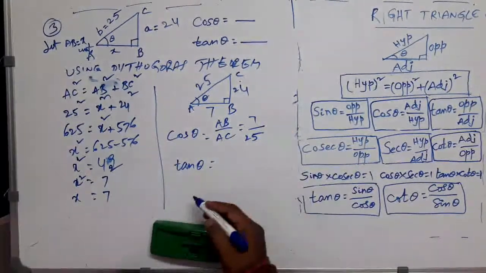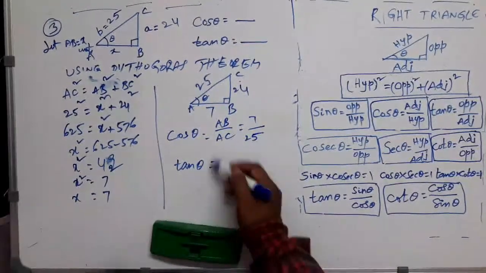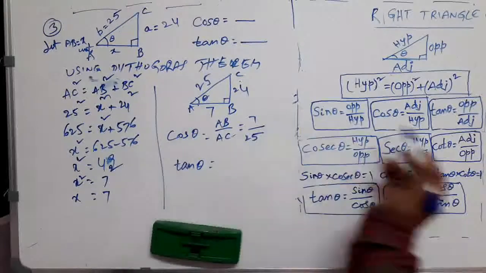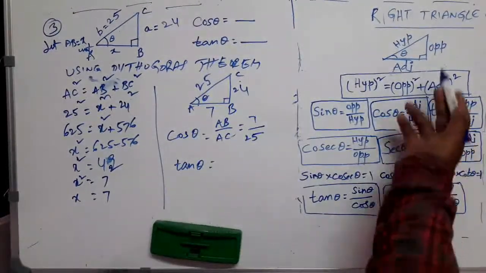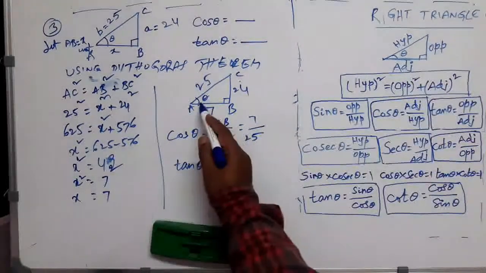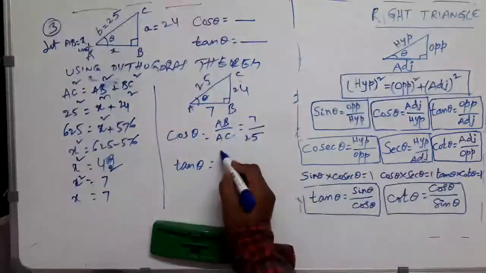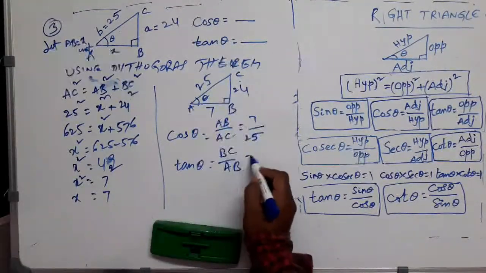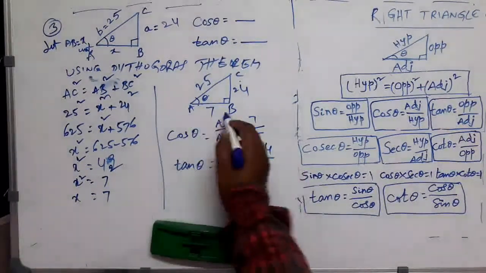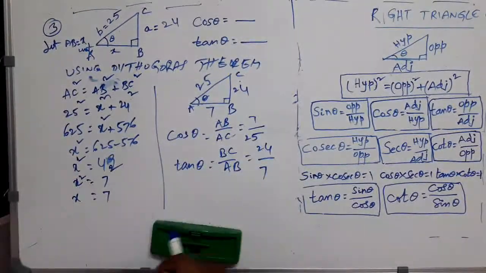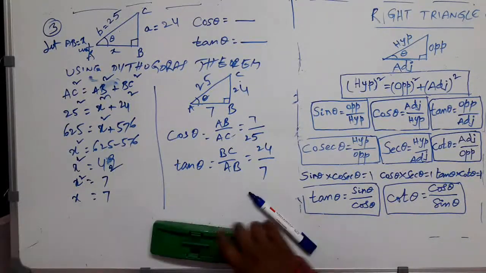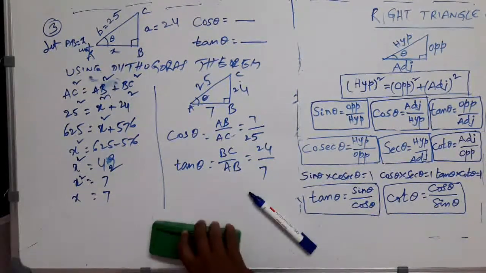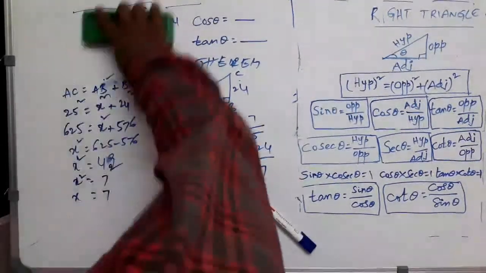This is the answer. Now, how about tan theta? For this angle theta, what is tan theta? Opposite side by adjacent side. For this, opposite side is this one, that is BC, divided by adjacent side AB. That is 24 divided by 7. This is the answer, right? Question number 3 is this, right? This is question number 3.